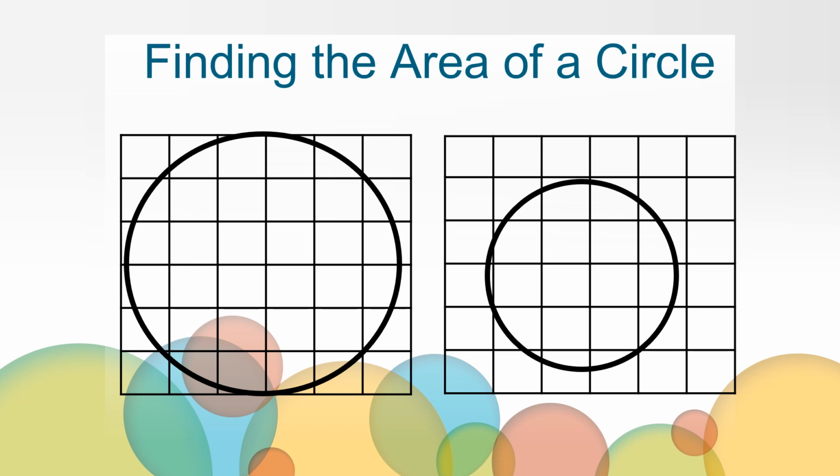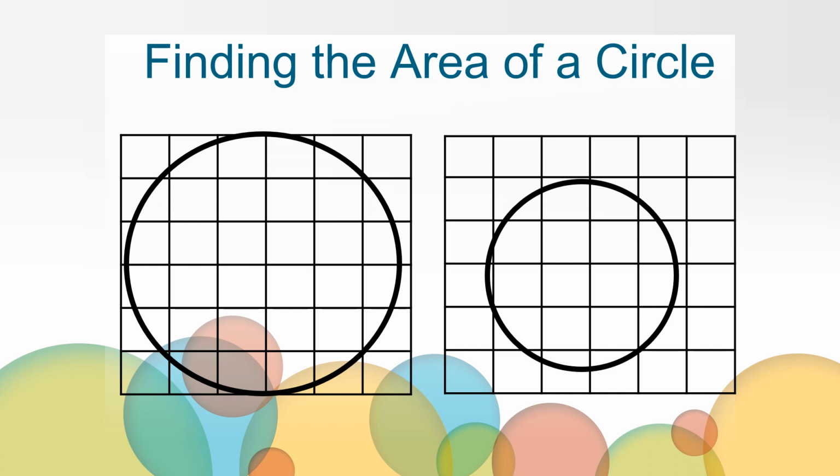Can we do that with circles? What might make this challenging? I'll give you a few seconds to think about that. What might make that challenging? You might have noticed that this circle is curved. It does not have straight side lengths, and it's hard to count those partially covered squares. We could estimate the area of the circle, but this strategy would not work to find the exact answer.